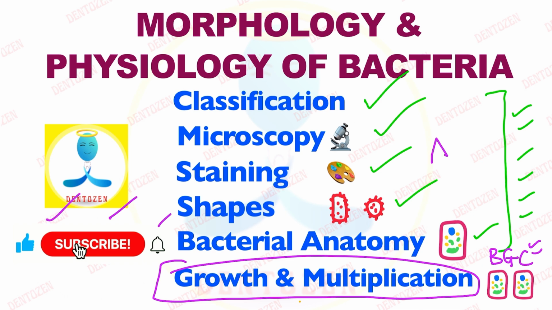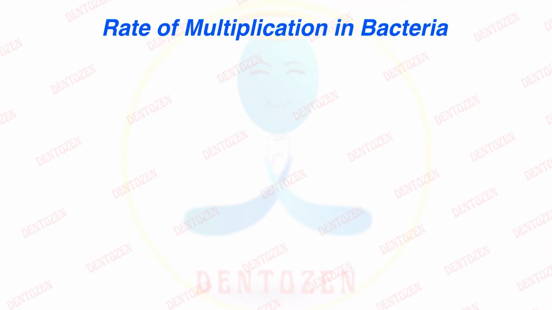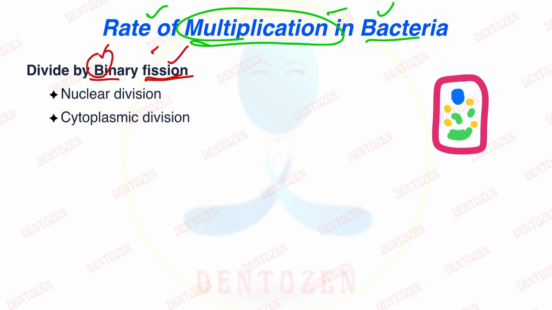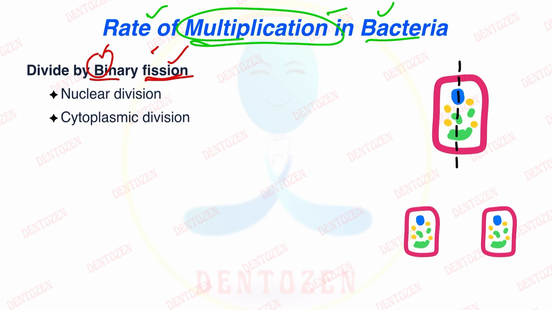Now, what is rate of multiplication in bacteria? That is rate at which bacteria divide. But what is division? How do bacteria divide? They divide by a process which is known as binary fission. Important term. So you may be asked how bacteria divide by binary fission. Bi means two, fission means split. So when bacteria divide, first there can be division of nucleus, then there can be division of cytoplasm like this, and they will form two bacterial cells. So bi means two. So that is called binary fission.